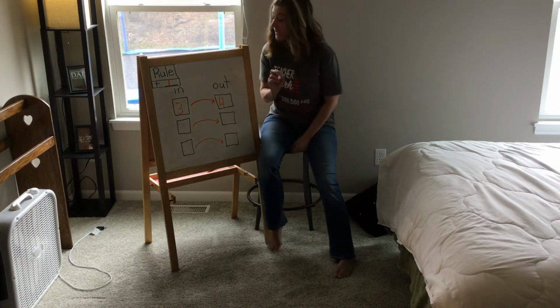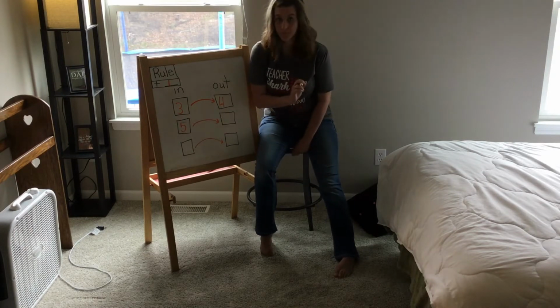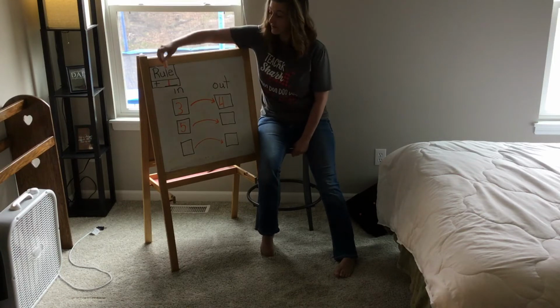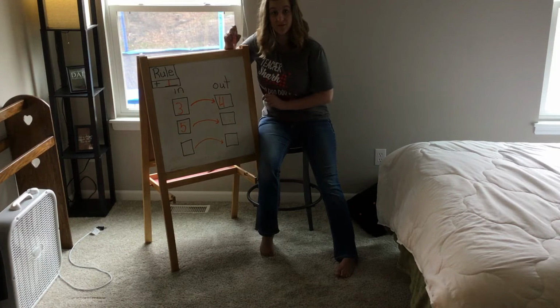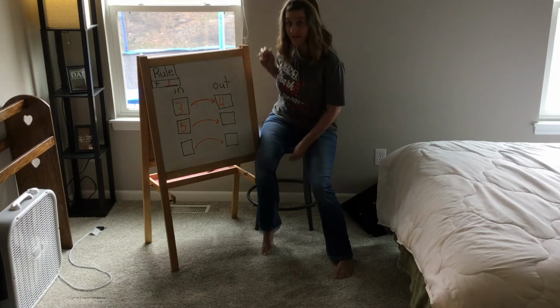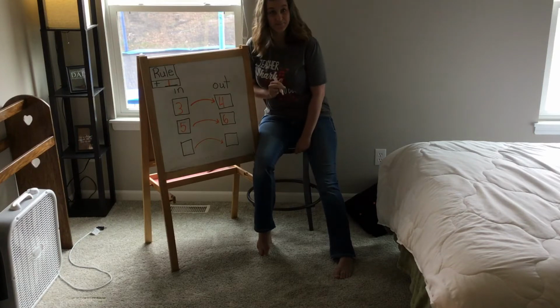Let's try it again. So I'm going to put in the machine a 5. Okay, you're going to follow that rule. We're going to add 1. And what number is going to come out the other side? Yeah, a 6. Because 5 plus 1 is 6.